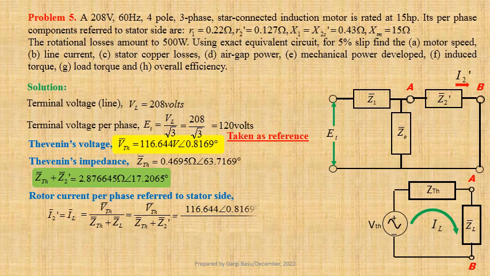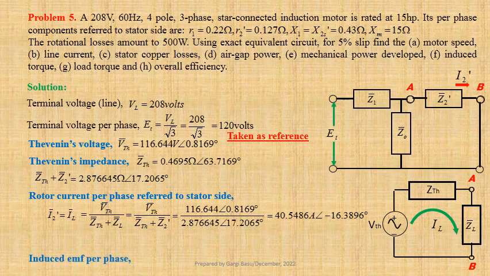Using values we get I2' equals 116.644 at an angle 0.8169 degree divided by 2.876645 at an angle 17.2065 degree. That gives us 40.5486 ampere at an angle minus 16.3896 degree.